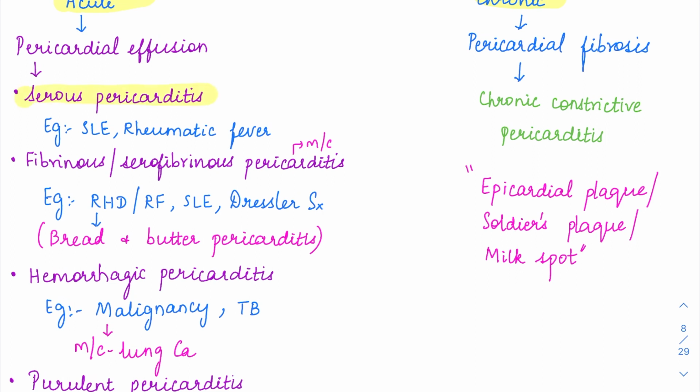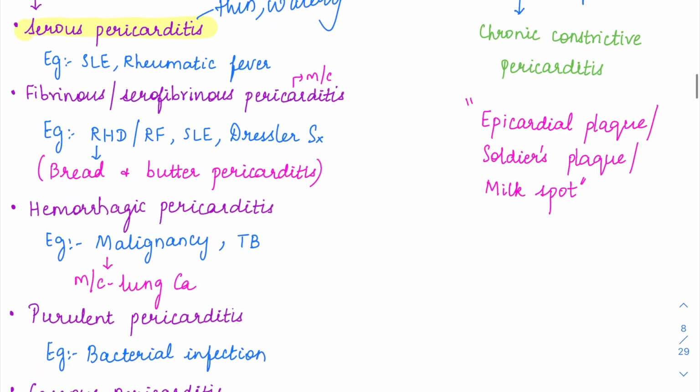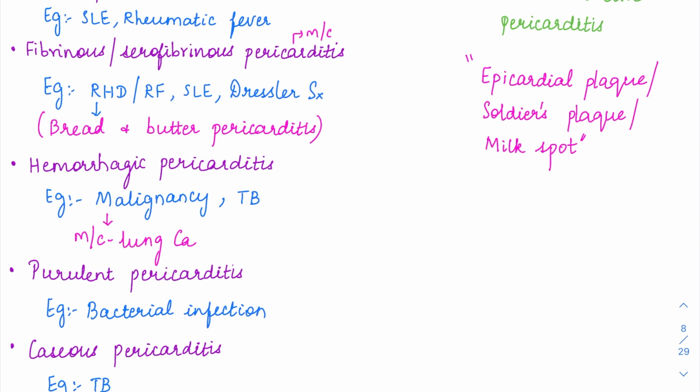In serous pericarditis, it is going to be a thin watery kind of fluid. The watery thin kind of fluid is seen in serous pericarditis, and the classical examples of this will be systemic lupus erythematosus and rheumatic fever. Other than that, we have fibrinous, serofibrinous kind of pericarditis. Usually, serous and fibrinous kinds of pericarditis occur in combination. That is why it is referred to as serofibrinous pericarditis. And serofibrinous pericarditis is going to be the most common type of pericarditis.